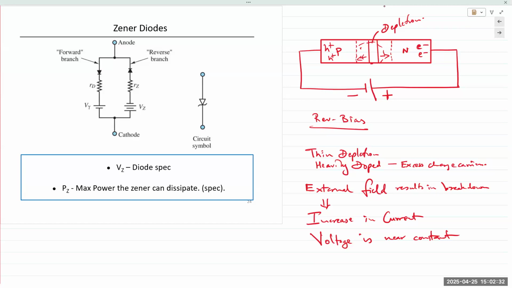So there are two parameters for the device. There is the breakdown voltage, and there is the power handling capability of the device. Both of them are based on the design and the doping of the device. This is the Zener voltage, and this is the power rating of the device. Maximum power it can handle, right?